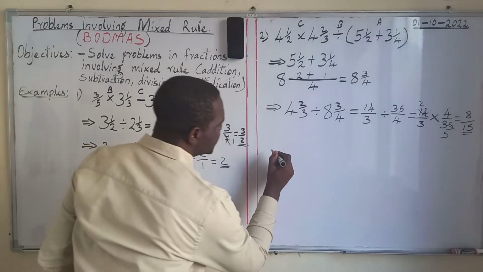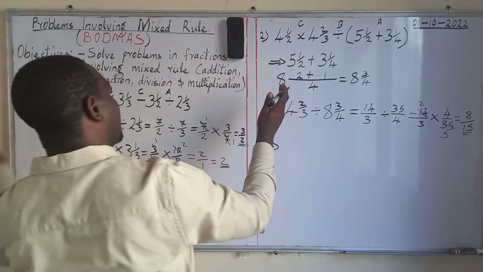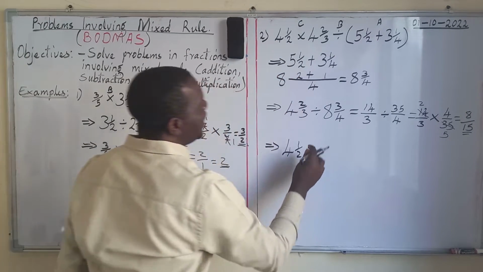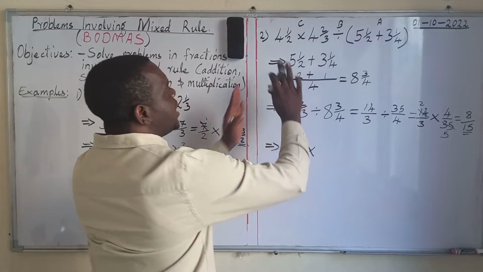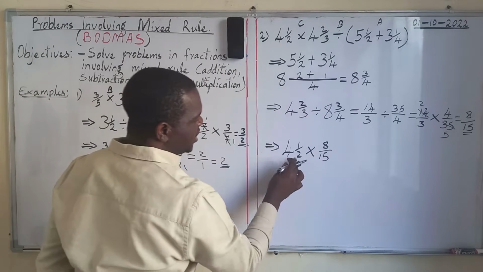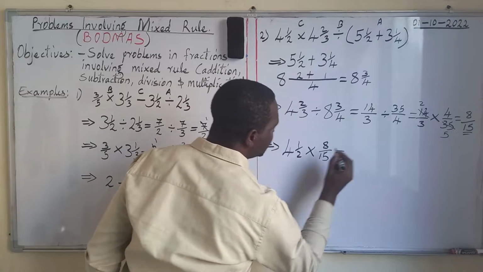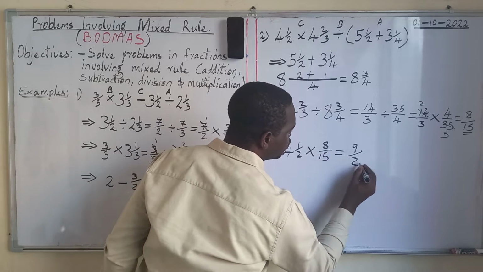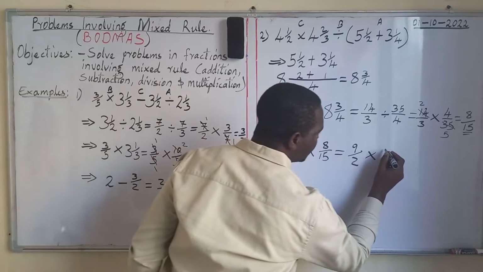Now we move to C. C is what we have to the left, which is 4 1/2 multiplied by, we've used this and we've used this. So the answer we've had to the right is 8/15. And here we have a mixed fraction, so we have to change it. 2 times 4, 8. 8 plus 1 is 9/2 multiplied by 8/15.